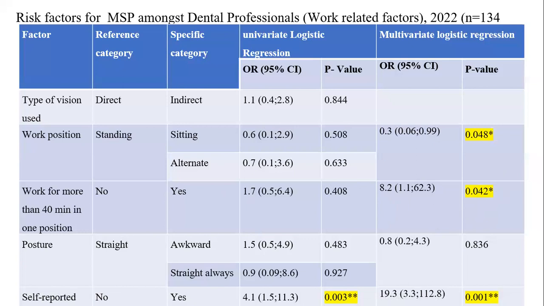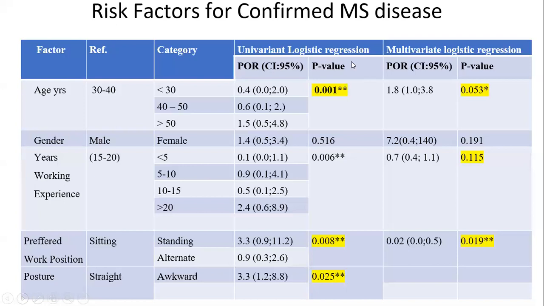My apologies, this is a fairly busy slide, just a second. In terms of those who already have confirmed chronic musculoskeletal diseases, again, the risk factors were fairly common with other studies: age, preferred work position. Again, you see standing, increased odds.